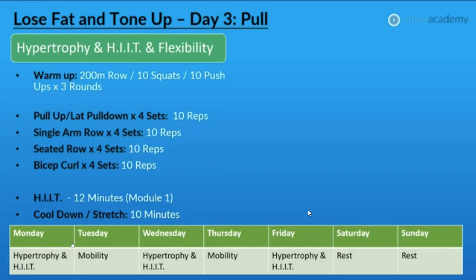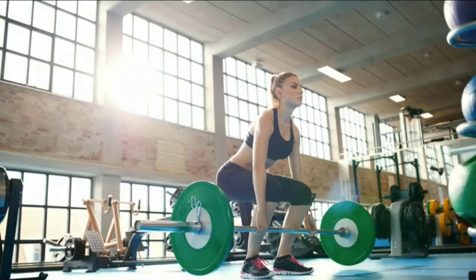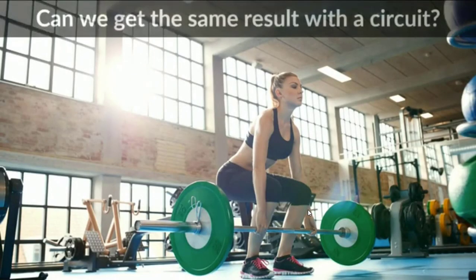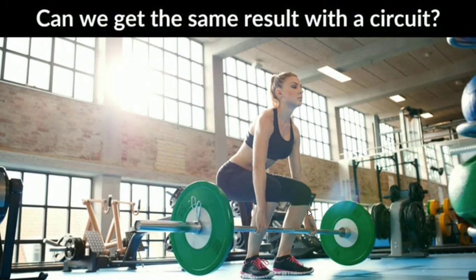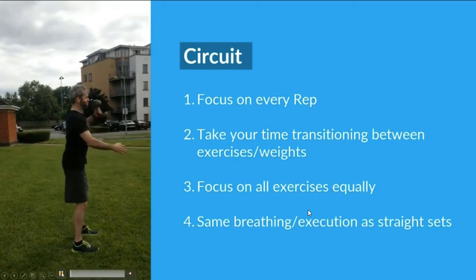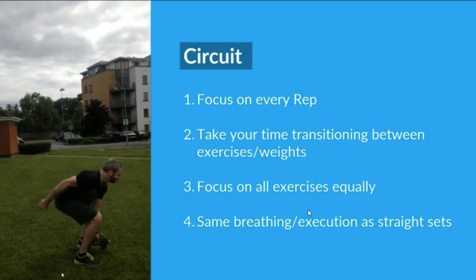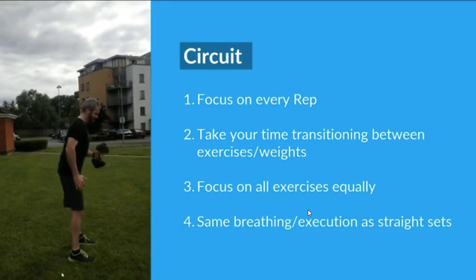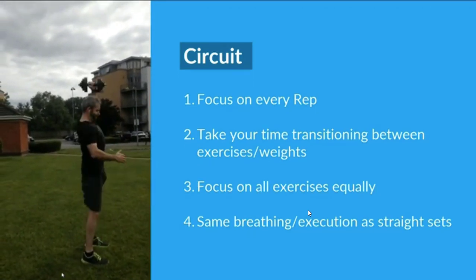Now, let's talk about fat loss and toning up. Can we get the same result with a circuit? So what was the circuit format last time? The circuit format last time was we can do a mixture of different exercises. So in this example, I was doing 5 clean and press. So this was 5 each arm into burpees into running.